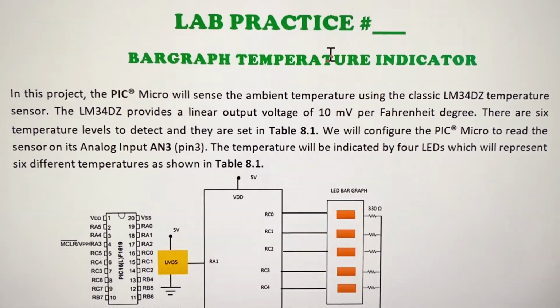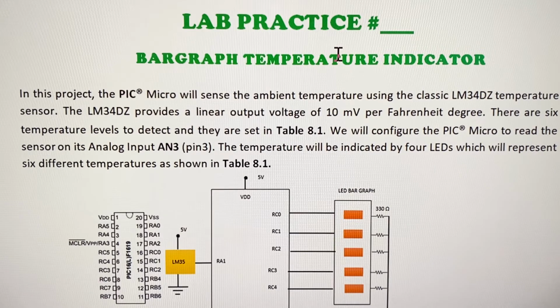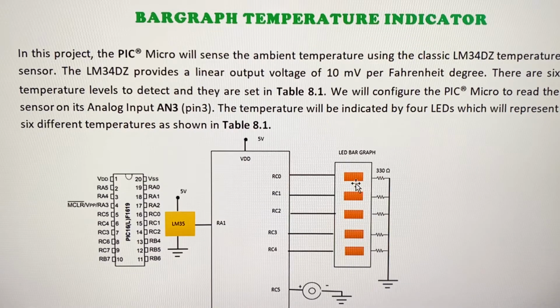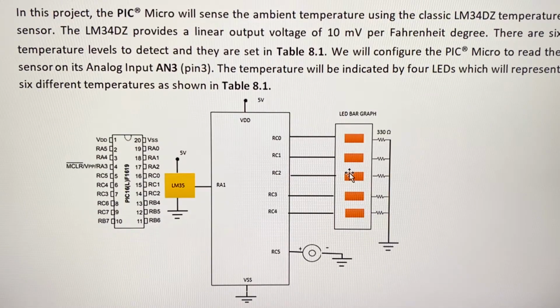In this project, the PIC Micro will sense the ambient temperature using the classic LM34DC temperature sensor. This sensor delivers a linear output of 10 millivolts per Fahrenheit degree. And there are many levels that we can detect. In this case, we have 5 levels for the circuit. But notice that the sensor is connected on analog input 1 or RA1. RA1 is when it is digital, AN1 when it is analog.